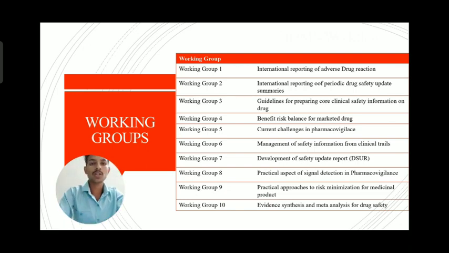Then next is the US FDA laws. The US FDA has its headquarters located in Maryland. The law is the Federal Food, Drug, and Cosmetic Act of 1938.